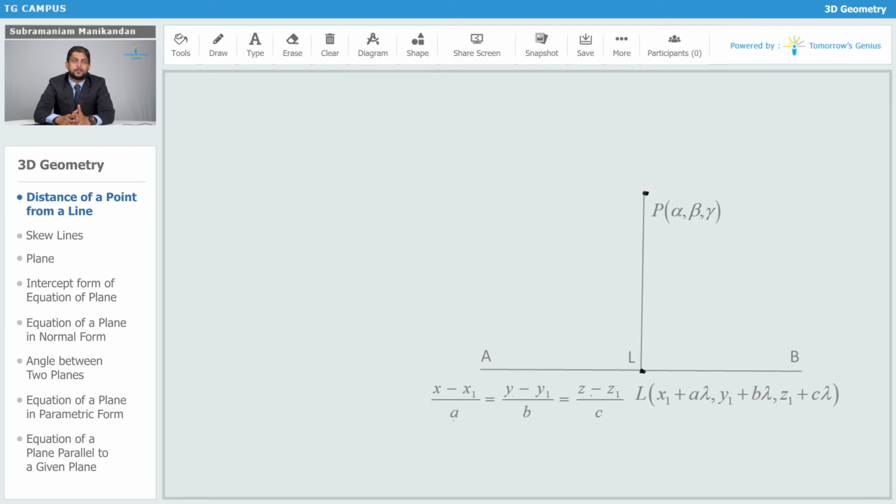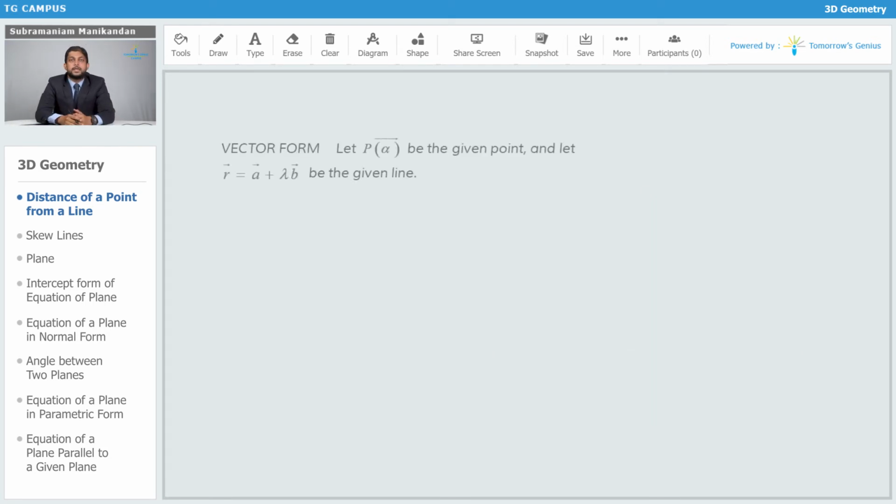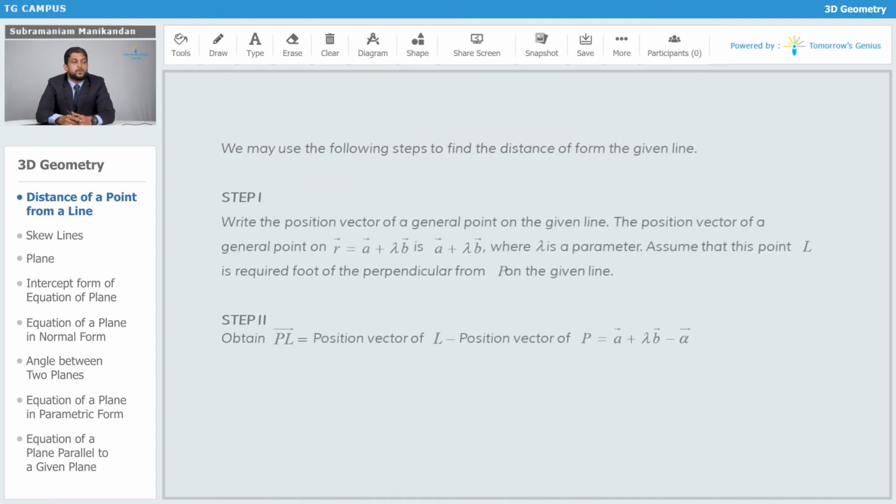Can we do the same in vector form? Yes, of course. Whatever can be done in Cartesian form can also be done in vector form, and vice versa. So if P, alpha bar, is the given point, and r bar equals a bar plus lambda b bar is the given line, then we write the position vector of a general point on the given line, given by r bar equals a bar plus lambda b bar. Assume that this point L is the required foot of the perpendicular from P on the given line.